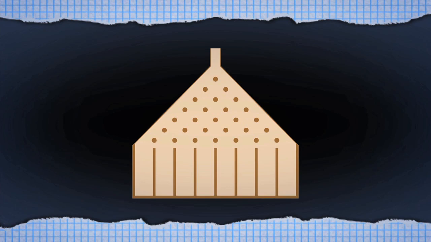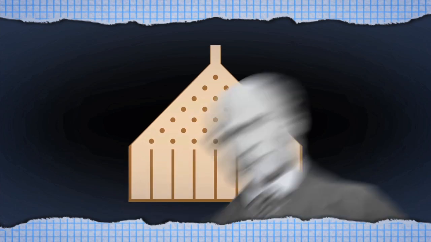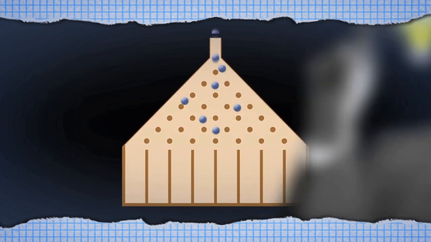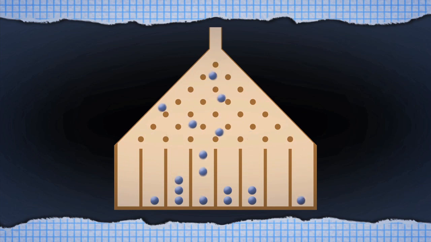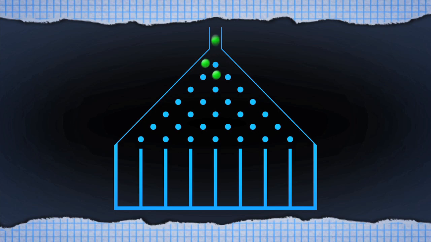You don't even need this. You can start with one of these. This is called a Galton board. Francis Galton realized that dropping marbles onto a board full of pegs would produce a distribution that looked like a bell curve. What if you use quantum particles instead?